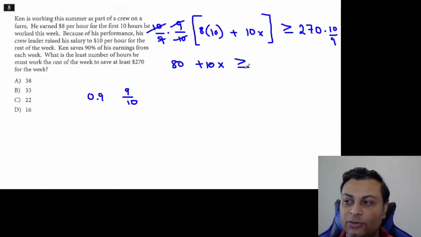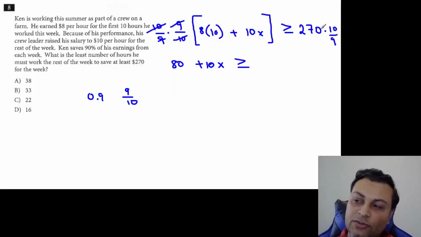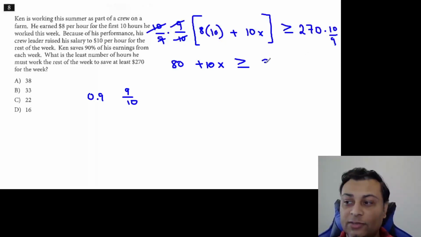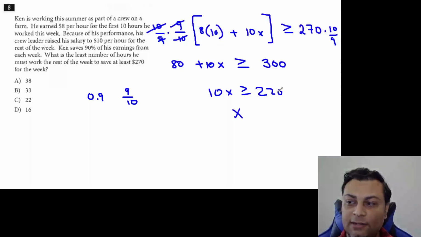at least equal to. Now we have to do this without a calculator. 270 times 10 is 2700 divided by 9. This is 300. Subtract 80, you should get 10x is at least 220. Divide by 10, x is at least 22. So the answer is C.